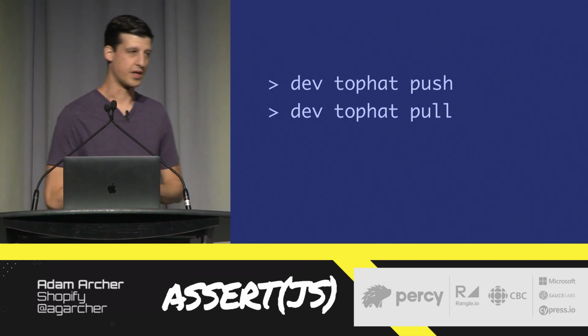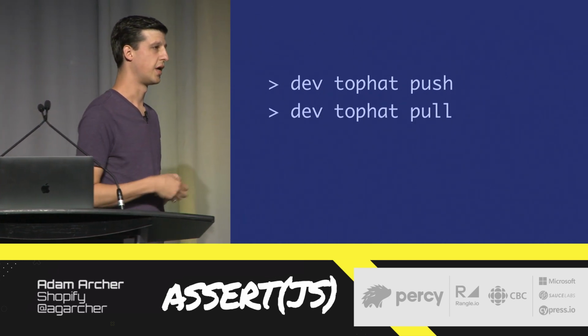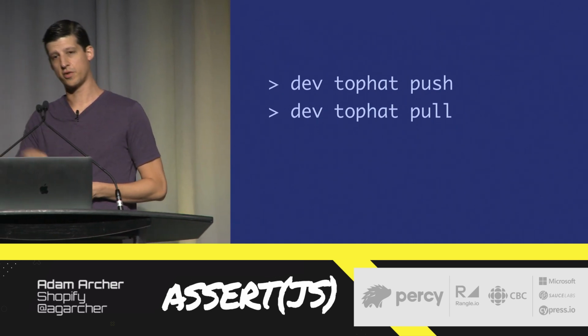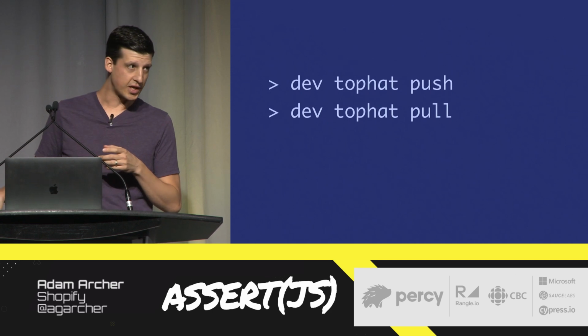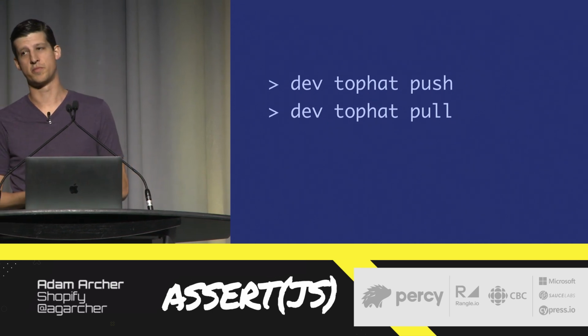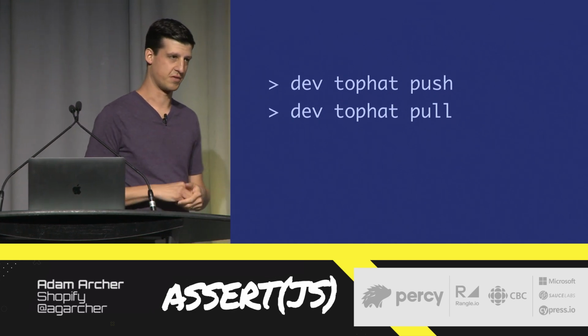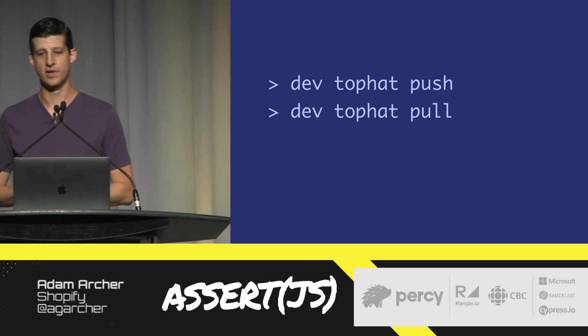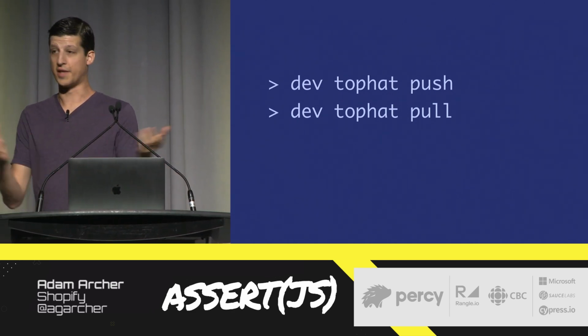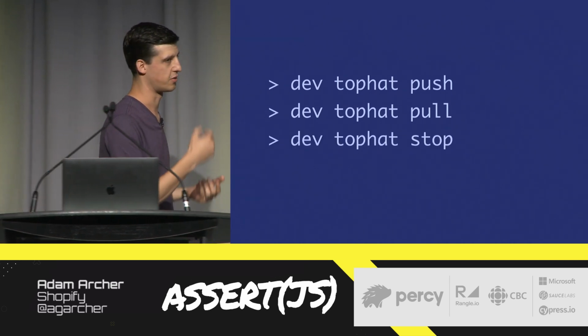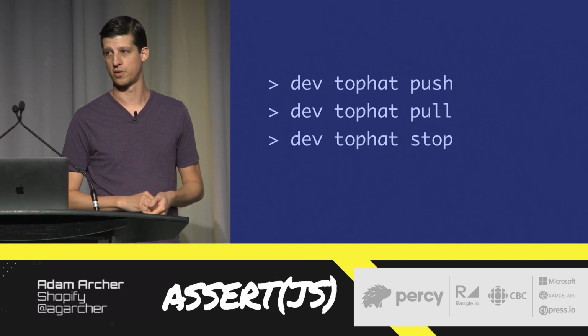Another developer can then run dev top hat pull and give a link to the pull request. And that'll actually check out the branch, suspend their state, set up the full state that was pushed by their colleague, and get them completely ready to test. It'll do all the DevOps stuff to make sure the database is warm and all that stuff. And then they can test, do whatever they need to do, and then dev top hat stop, and they get back to exactly where they were and can get back to their work.